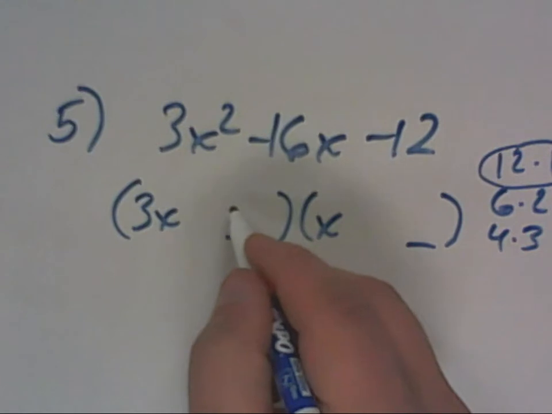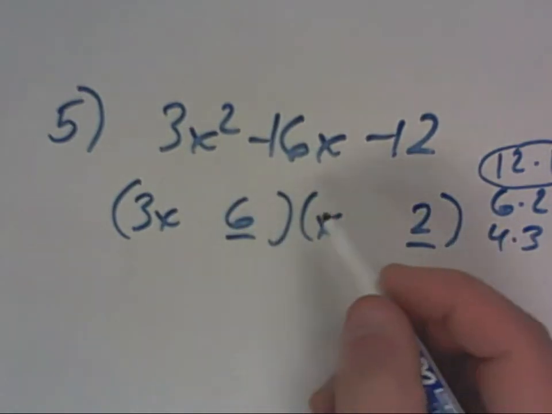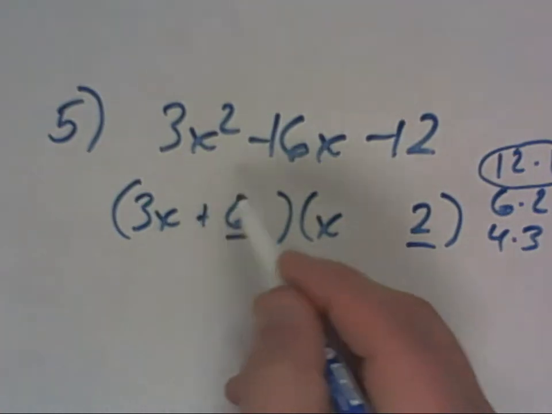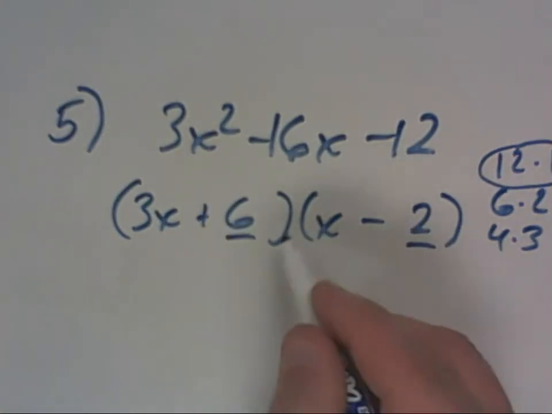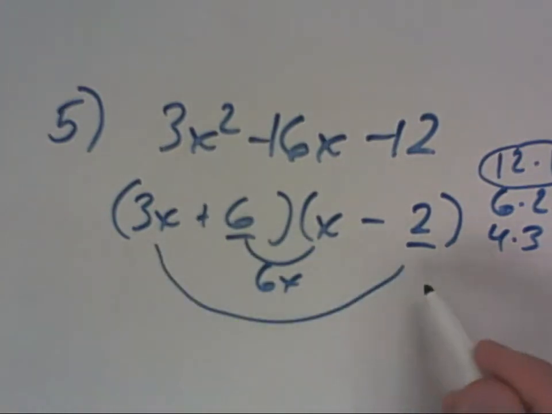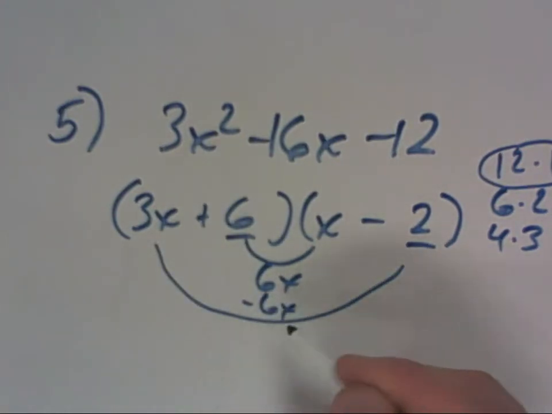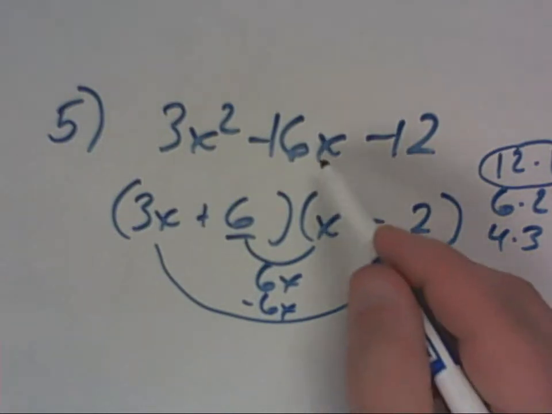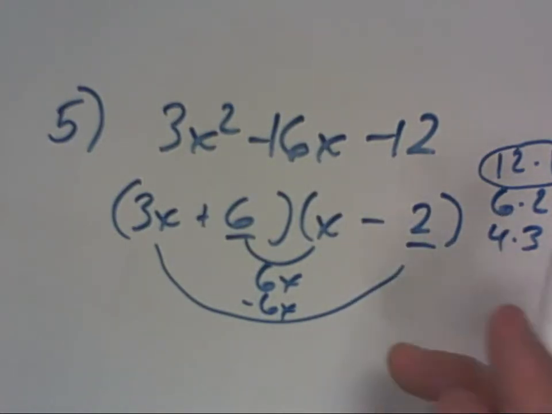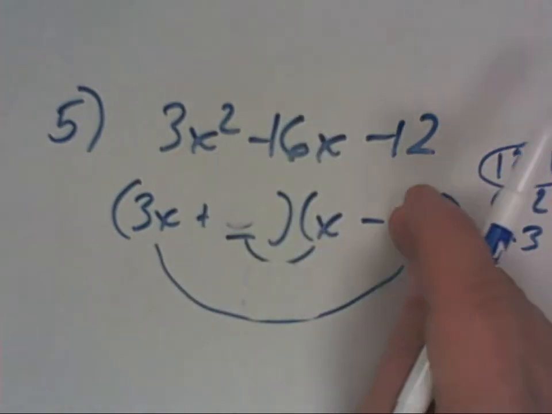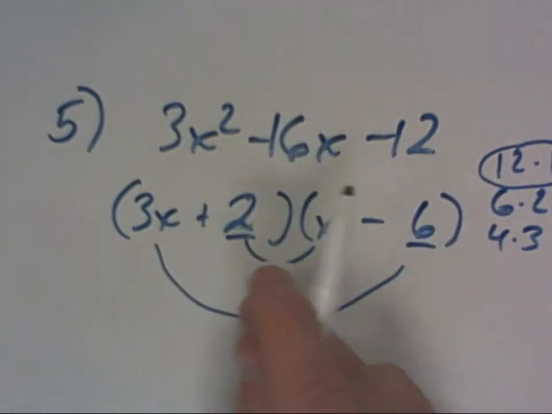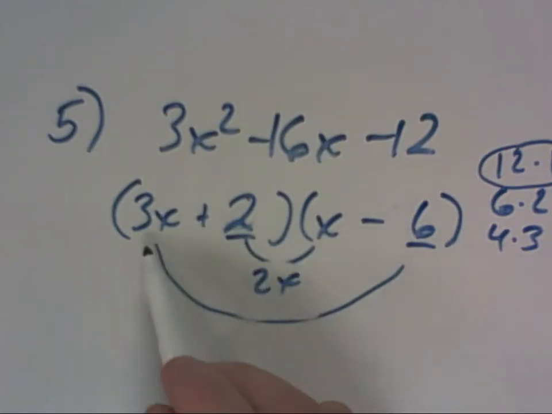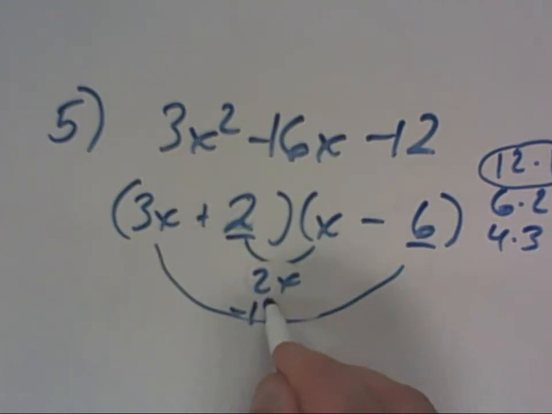So I'm going to try with a 6 and a 2 here. If I put a 6 here and a 2 here, one of them is going to have to be negative. Let me just make this sign positive and this sign negative to start with. This is going to be 6x. And 3x times negative 2 is negative 6x. And that doesn't give me a negative 16. So I'm going to switch these numbers around and see if it makes a difference if I put the 2 here and the 6 here. Then this would be 2x. 3x times 6 is negative 18x. And 2x and a negative 18x does give me a negative 16x.